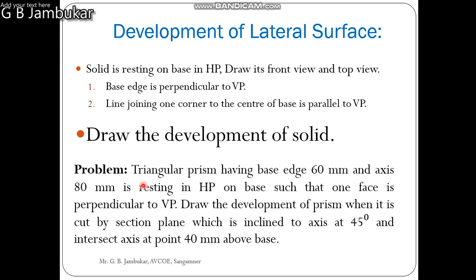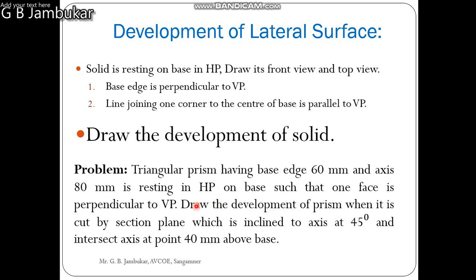Now I am going to read the statement. A triangular prism is given, having a base of equilateral triangle. The base edge is 60 mm and the axis height is 80 mm. It is resting on the HP on its base such that one face is perpendicular to VP. According to this given information, we have to draw first the top view of the prism, which shows the equilateral triangle, and according to that draw the front view.